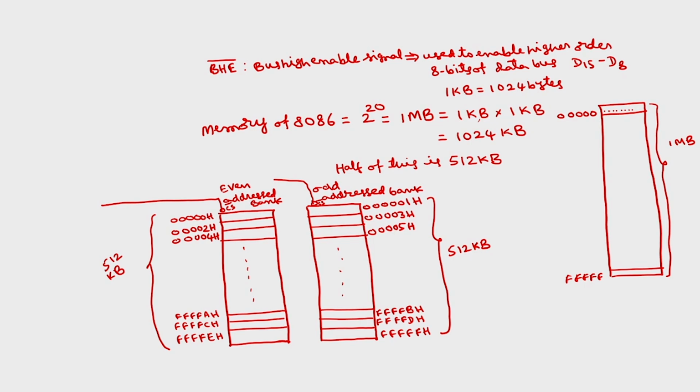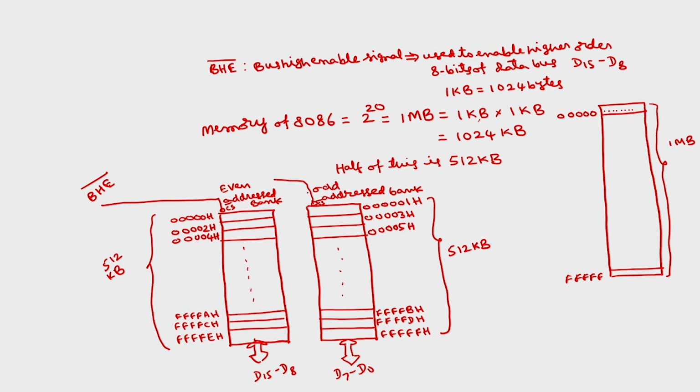So here the higher order bus will be supplied by this one. This will give 8 bits, and this will give another 8 bits. Totally we have a 16-bit data bus. This will give D15 to D8, and D7 to D0. Overall this will be D0 to D15, 16 bits. This one is the higher order data bus, so it will be connected to the bus high enable signal, BHE bar. As the name implies, bus high enable signal. So this will be connected to the odd addressed bank.